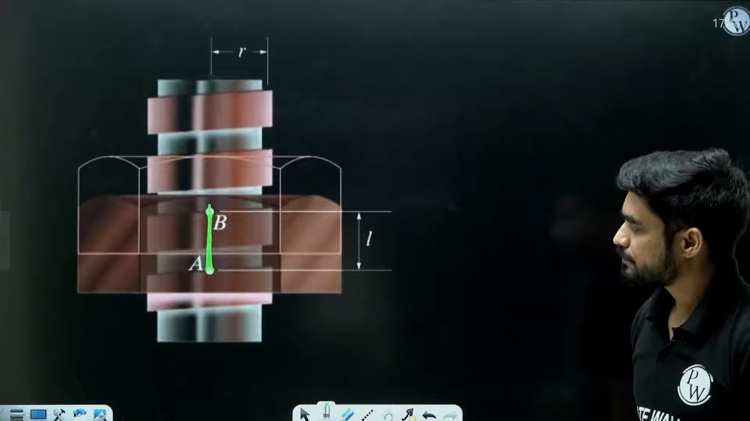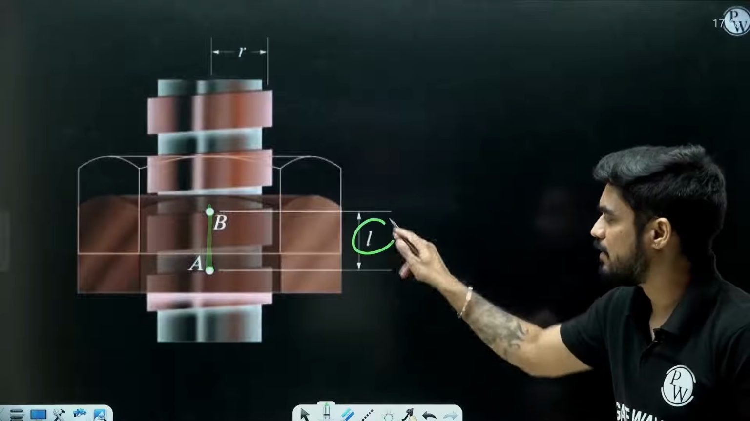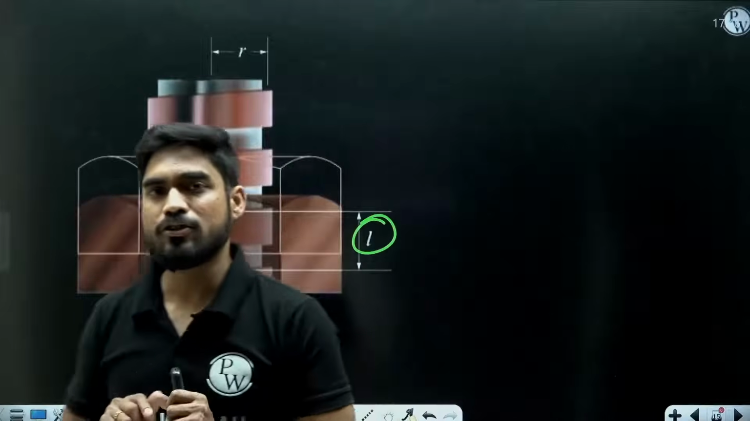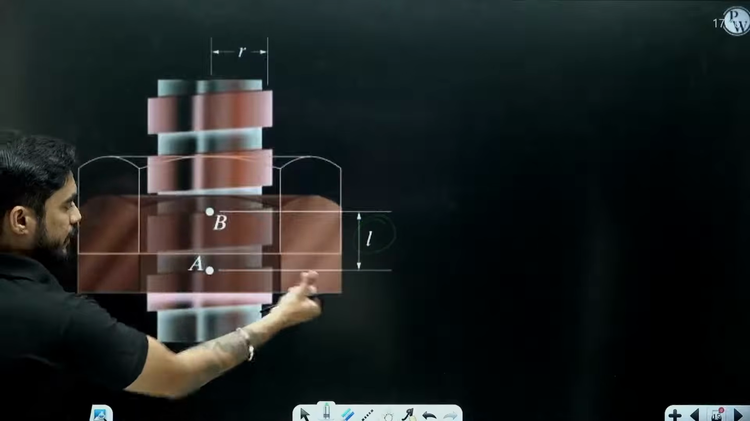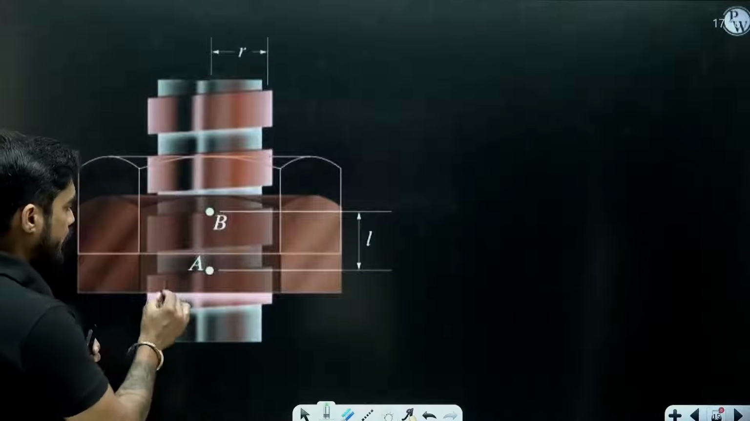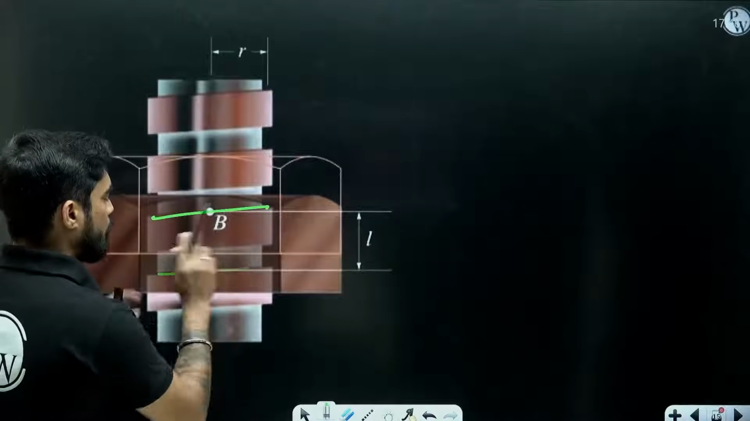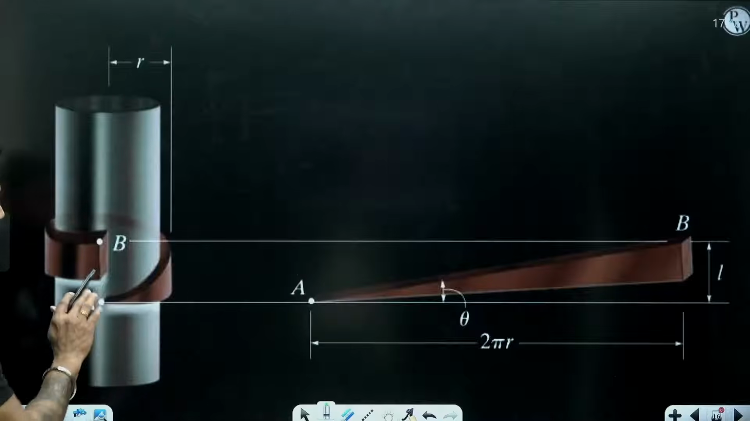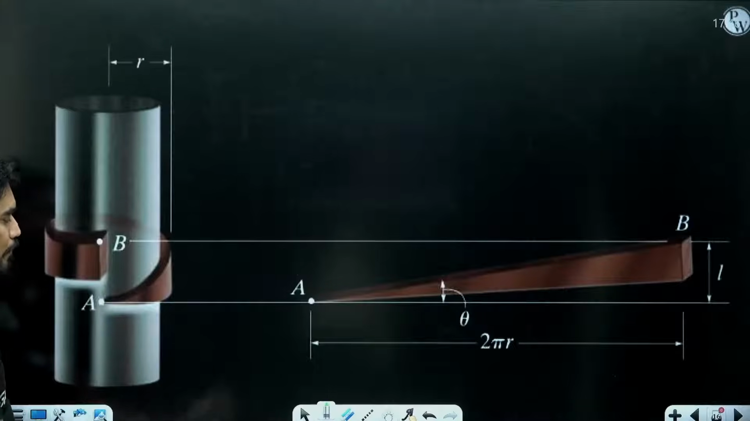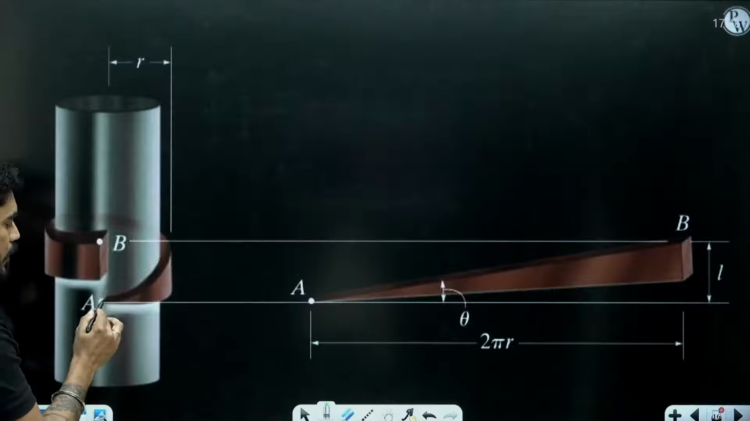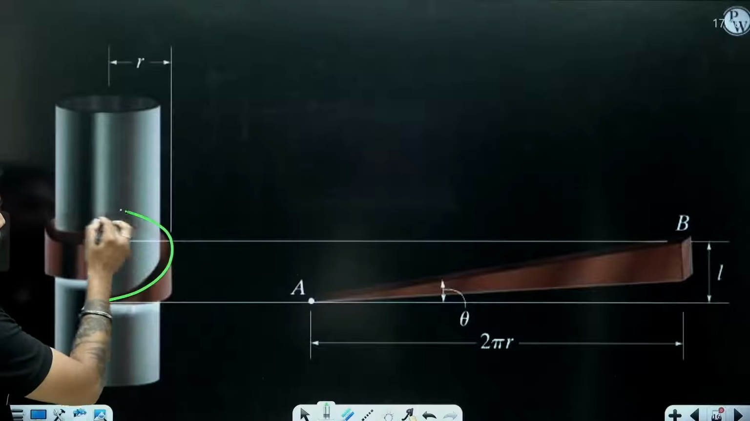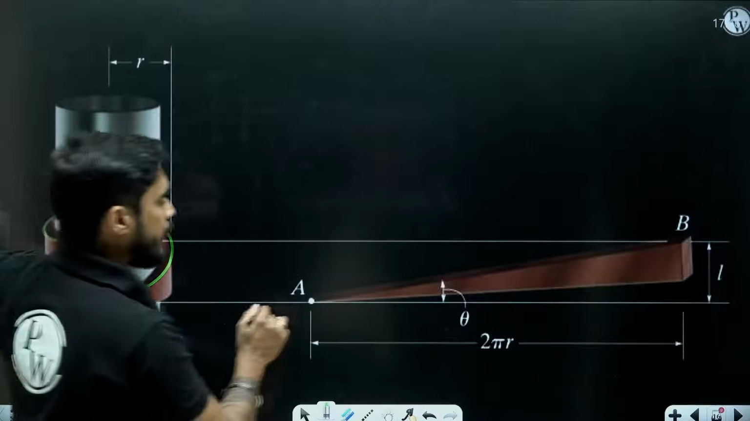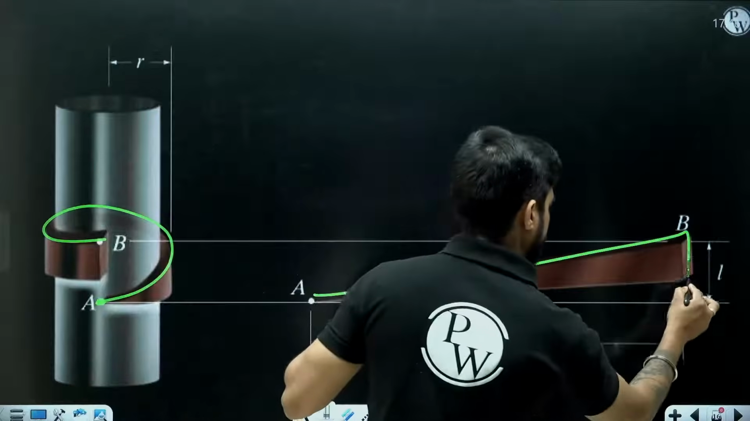Okay. This is known as the lead. Now, in order to understand it better, I am going to open it. This one single thread, I am going to open it. Look at it. I have deleted all the other parts and now you have only the thread from A to B. If I open it, it will look like this.